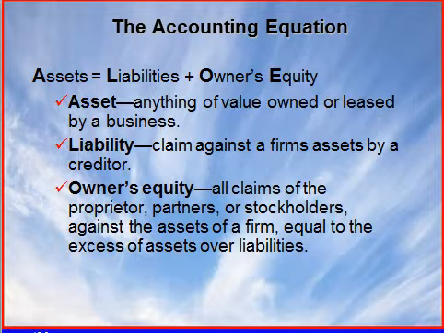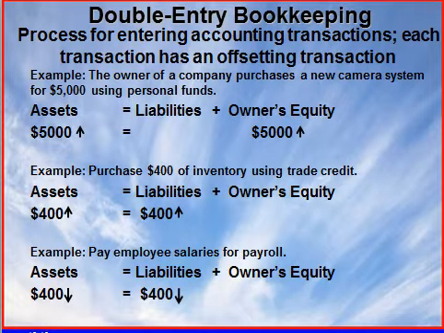The accounting equation states that assets must equal liabilities plus owner's equity. This equation reflects the financial position of the company at any point in time. This equation also illustrates double entry bookkeeping, how we record accounting transactions. Each transaction has an offsetting transaction. Let's look at a few examples.